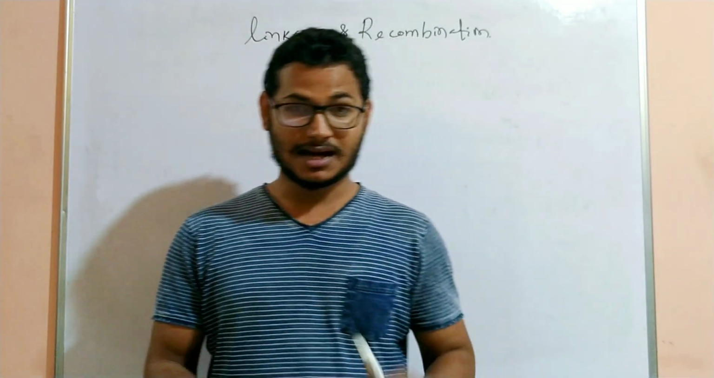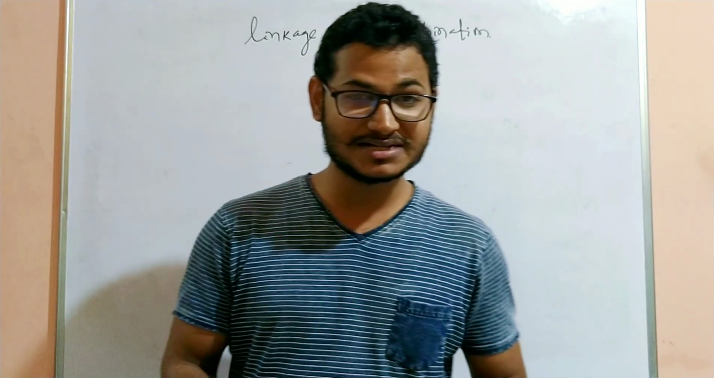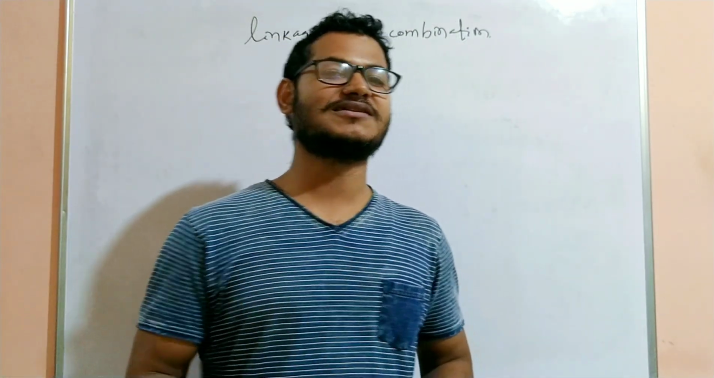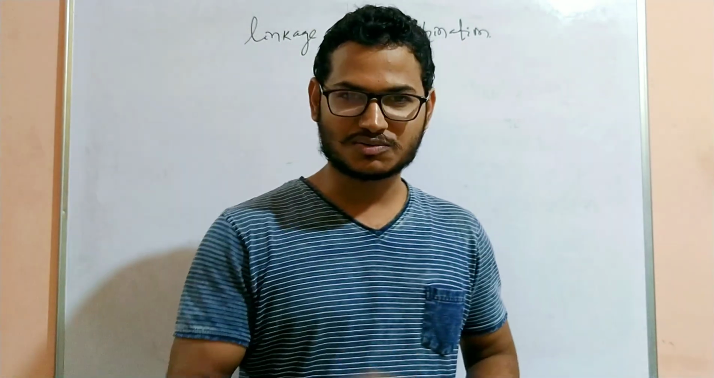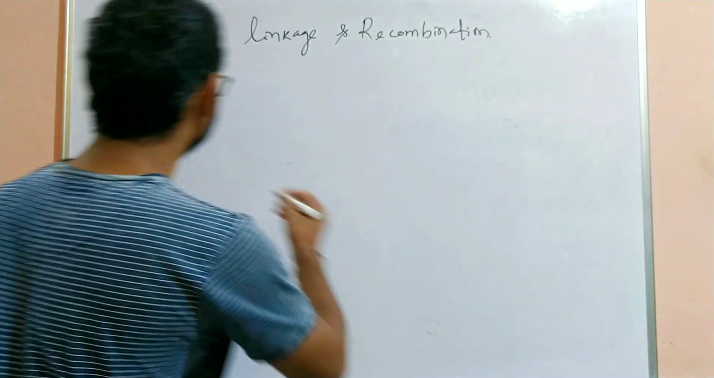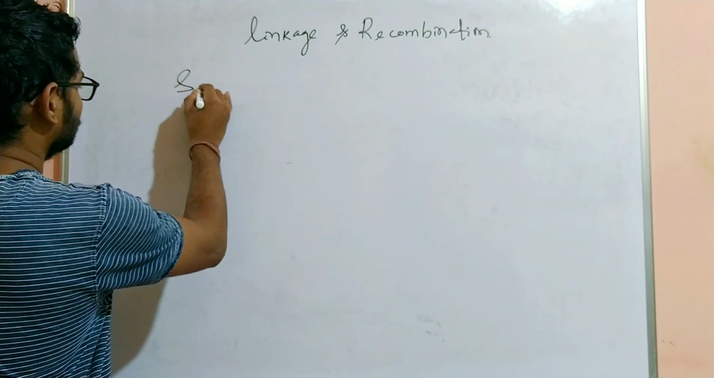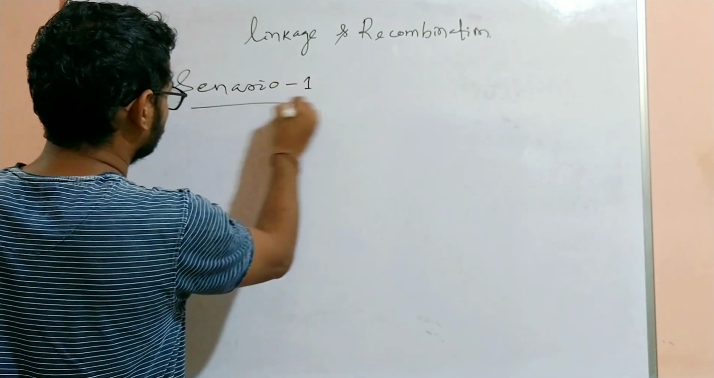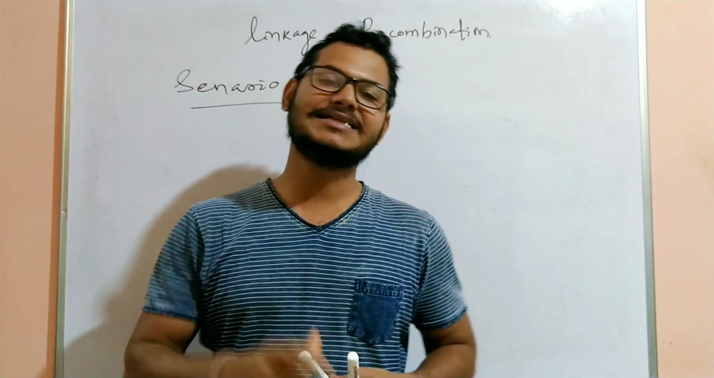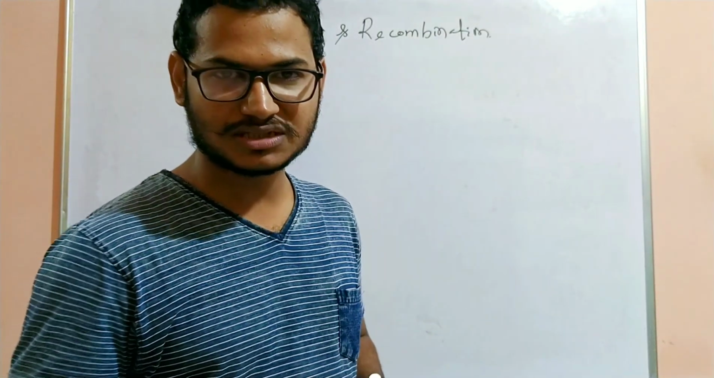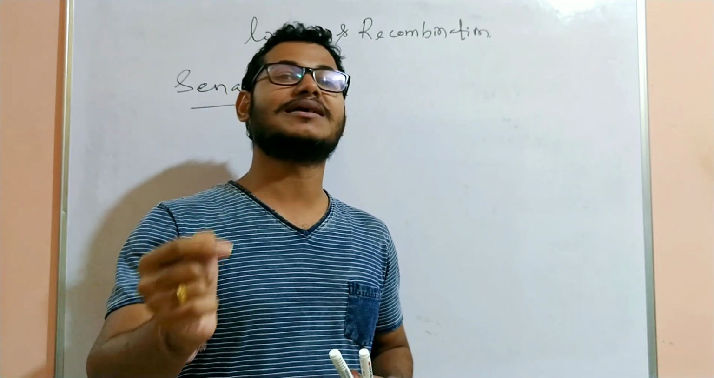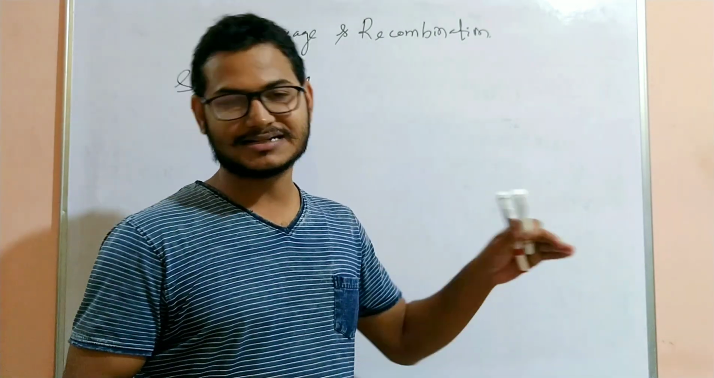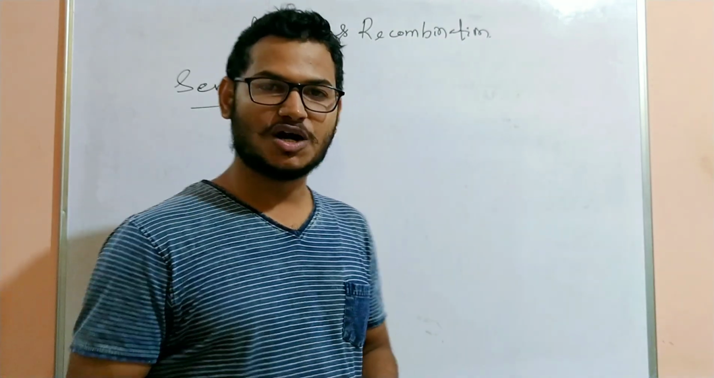First, as I have already told you in my previous lecture, I will discuss two different scenarios. Let's see what the first scenario was. I am writing here scenario 1. In the first scenario, we will talk about when the genes are located in two different chromosomes, and how the characters are transferred to the offspring.